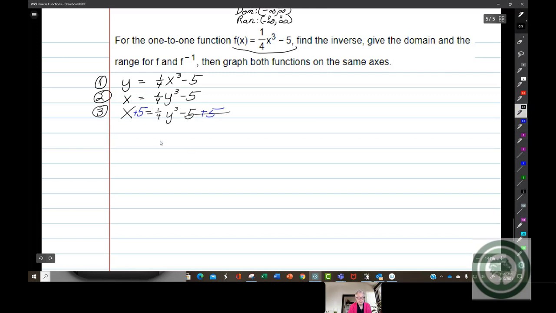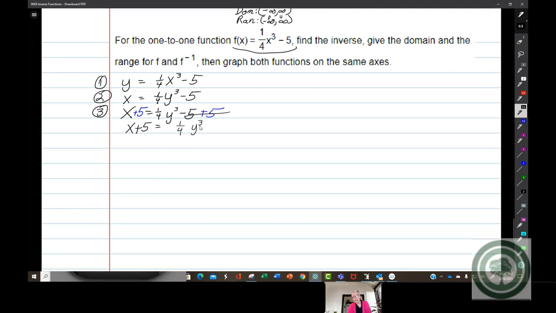All right, these guys cancel out or zero out. X plus 5 equals 1/4. Let me move that over. Equals 1/4 Y to the third.